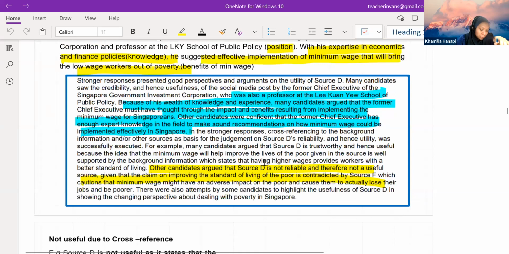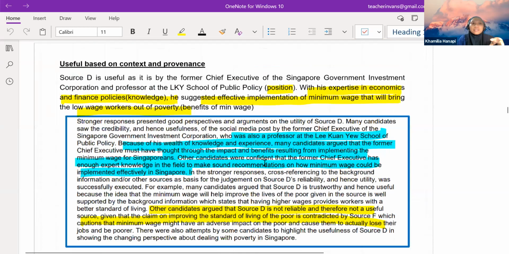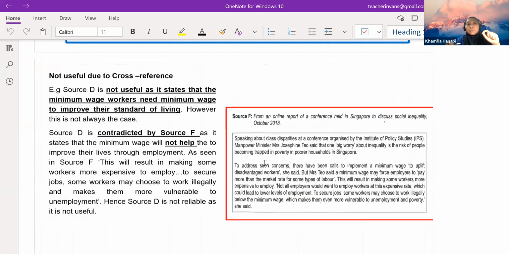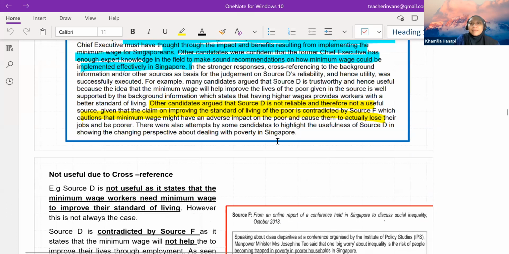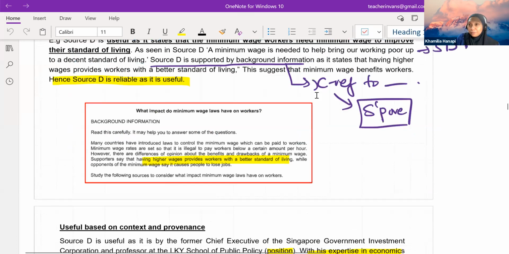Okay, so not useful, why? It is not useful because it says that the minimum wage workers need minimum wage to improve their standard of living. And remember when I was telling you that it is about the case study about Singapore. So it has to be a case study about Singapore. And the only thing that is about Singapore, if you look at all the sources, is actually source F. Only source F contradicts it, because the professor claims that if there is a minimum wage, there is a decent standard of living.